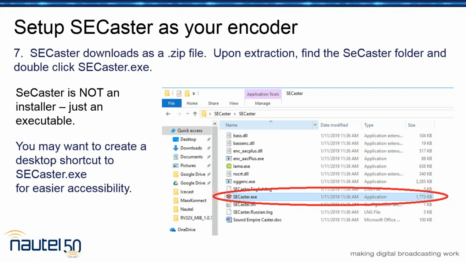Then your next step would be, once you have SECaster downloaded, it does download as a zip, so you'll have to extract it with Windows. You'll want to find that folder in your download folder, and then double-click on the secaster.exe. SECaster is not an installable program. It's just an executable, so you don't have to worry about it dumping a bunch of registry entries or anything like that.